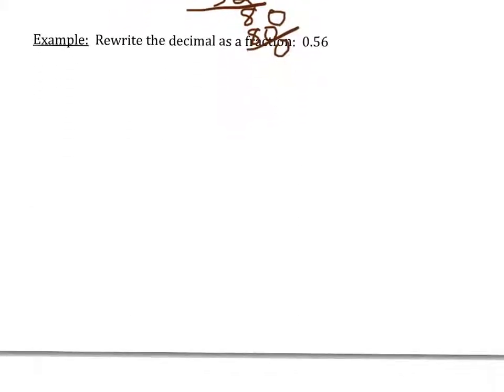I'm going to erase what we had there. What we want to do now is go the other way around, right? If I look at 0.56, that 6 is in the hundredths place. So if I were to read this, this would be 56 hundredths, all right? That's the same as saying 56 over 100.